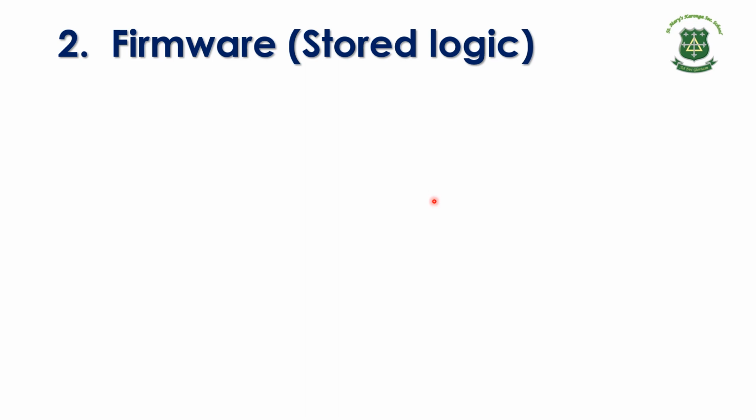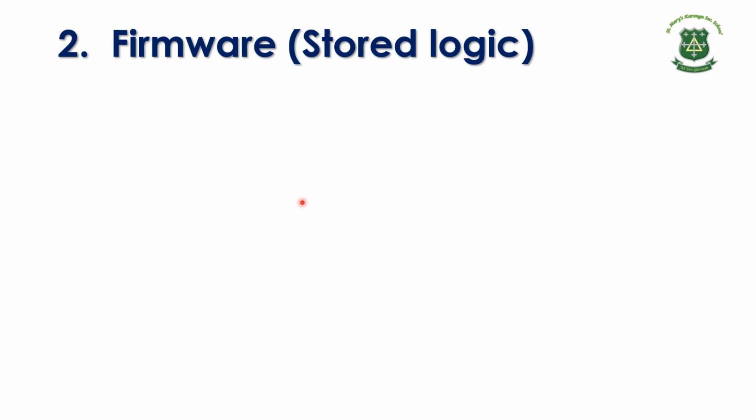But then let's proceed to look at the firmware. Remember, we said that the system software can be categorized into four parts. We have mentioned the operating system, the firmware, the utility software, and the language translators. They are the types of the system software that we are looking at now. Operating system, we are done with that.